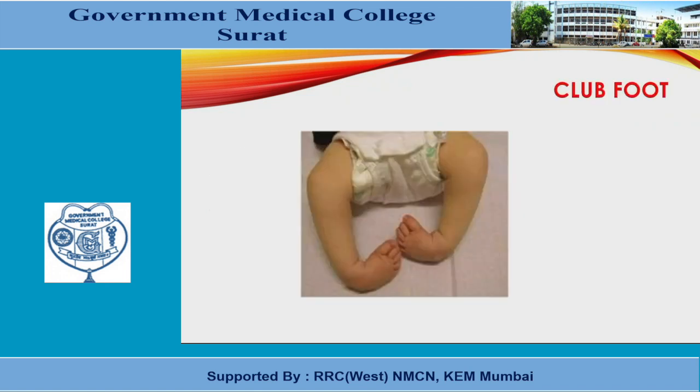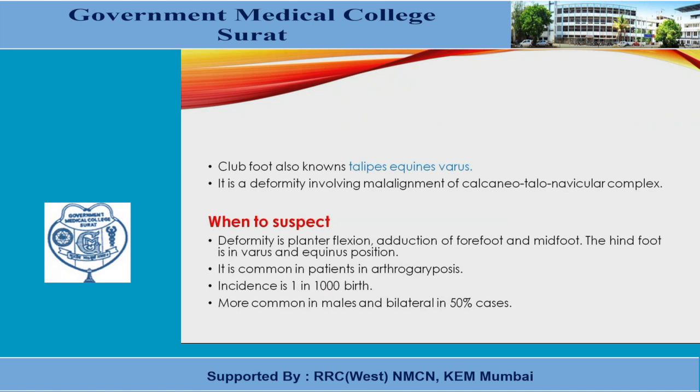Then is clubfoot or congenital talipes equinovarus. It is a deformity involving the malalignment of the calcaneo-talonavicular complex. The deformity is usually plantar flexion and adduction of the forefoot and midfoot. The hindfoot is in varus and equinus position. It is common in patients with arthrogryposis. Incidence is 1 per 1000 births. More commonly seen in males and bilateral in 50% of cases.